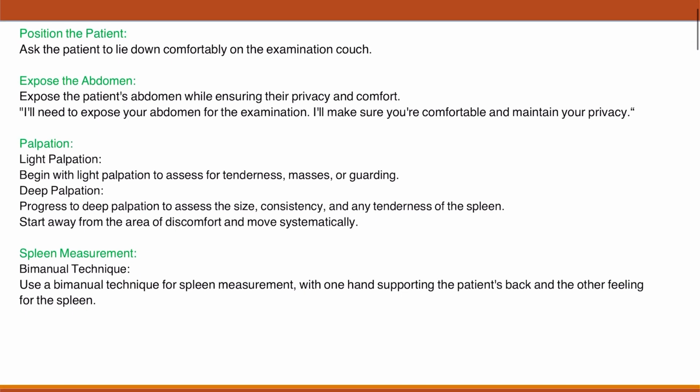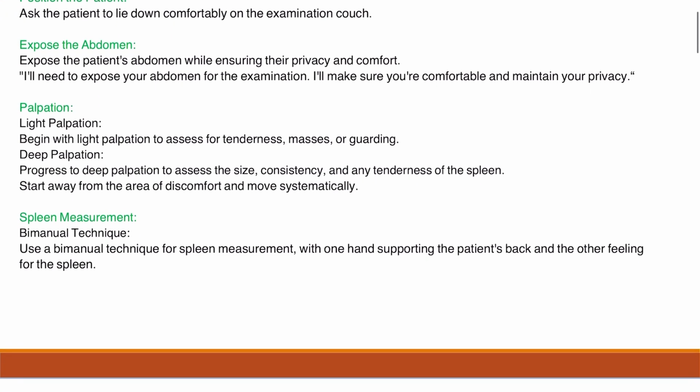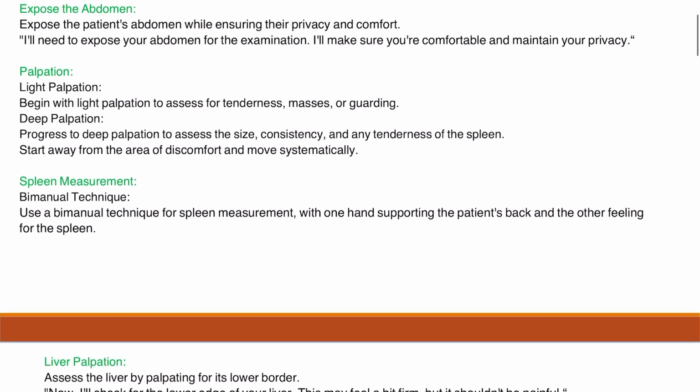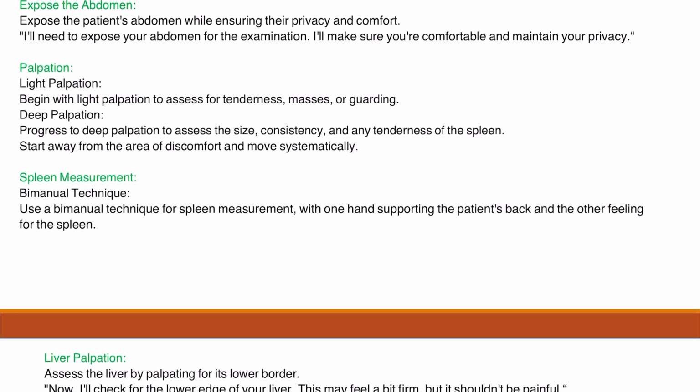After you've done the exposure, you're going to proceed with the palpation. You'll start with light palpation first to assess for any tenderness, mass or guarding, and then do deep palpation to assess the size, consistency, and any tenderness of the spleen. Start away from the area of discomfort and then move systematically. Spleen measurement is done by a bimanual technique, with one hand supporting the patient's back and the other feeling for the spleen.